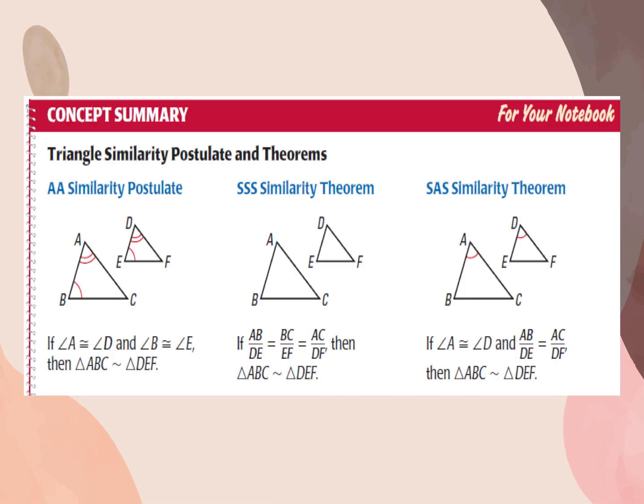Just to review the theorems and postulates we've done in 8.2 and 8.3: if two angles in one triangle are congruent with two angles in another, the triangles are similar because of the angle-angle similarity postulate. If three pairs of sides have the same scale factor or proportional relationship, the triangles are similar using the side-side-side similarity theorem. And if two sides have the same proportional relationship and the included angle is congruent, the side-angle-side similarity theorem proves that the triangles are similar.